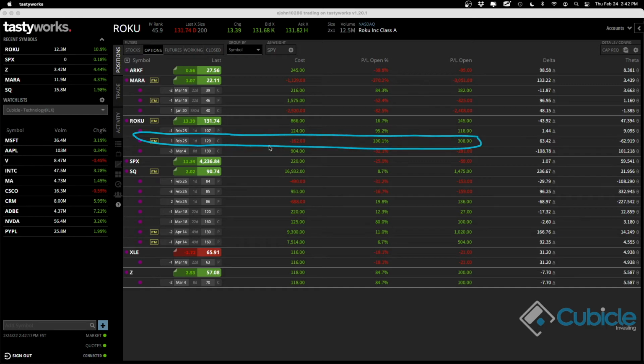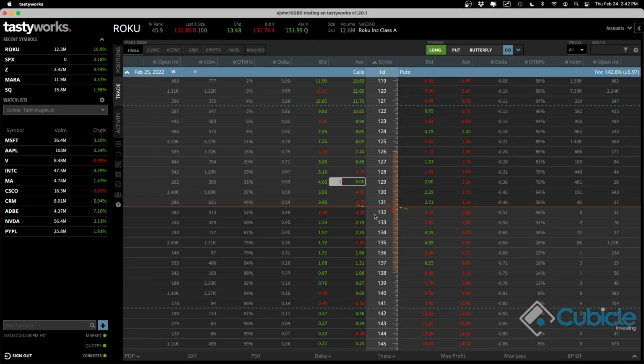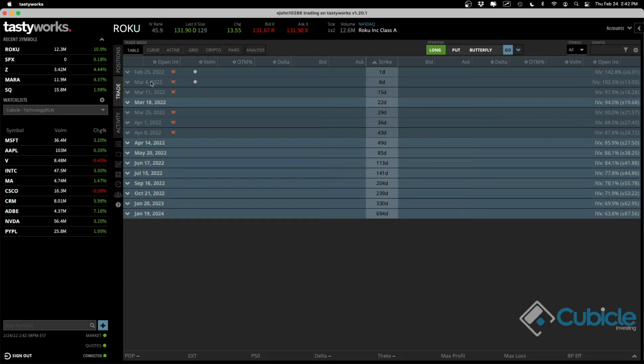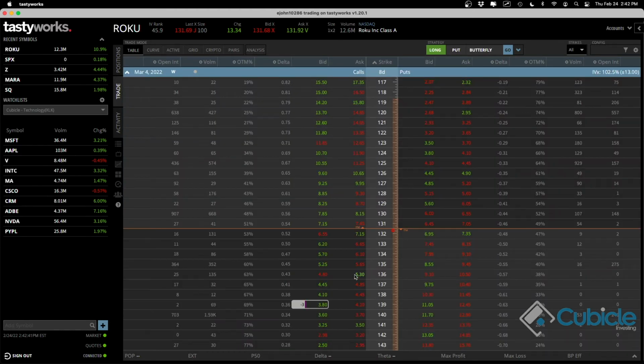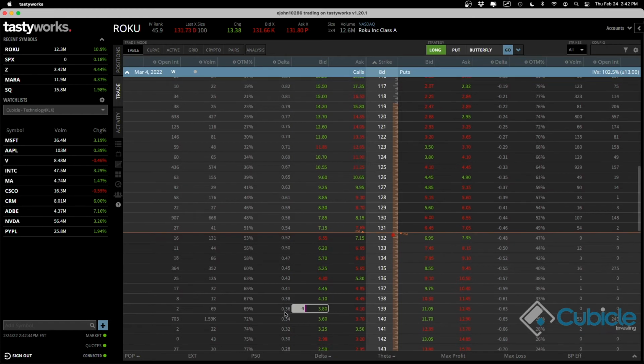And so now the position that I had at the 130 strike, I actually moved it to a further out expiration date of March the 4th, right? Because the position was being threatened by the price of the underlying, right? So as you can see here, the underlying has been increasing in value. And so if we go to the next expiration date, which is March the 4th, you'll see that those 3 call options that I sold are no longer at the 130 strike price, but now they are at the 139 strike price.